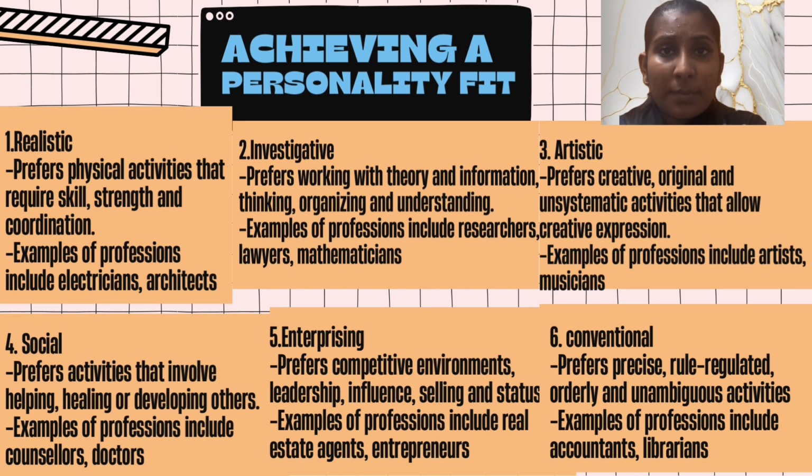Number 5, enterprising: prefers competitive environments, leadership, influence, selling, and status. Examples of professions include real estate agents and entrepreneurs. Number 6, conventional: prefers precise, regulated, orderly, and unambiguous activities. Examples of professions include accountants and librarians.